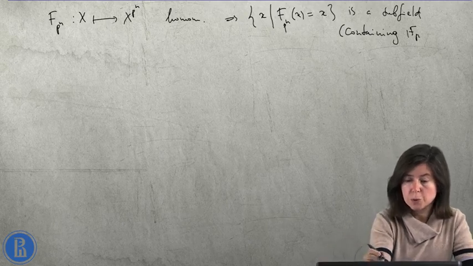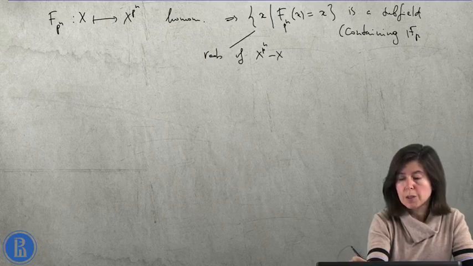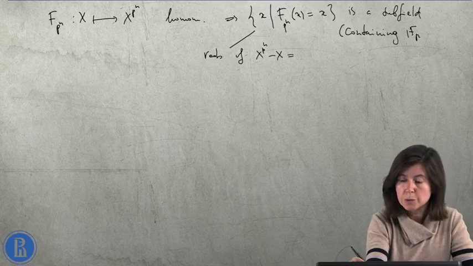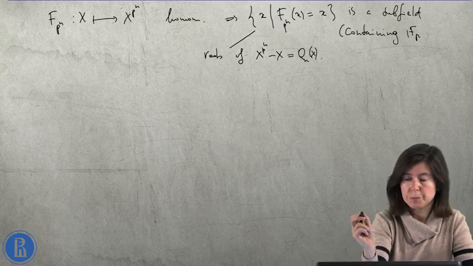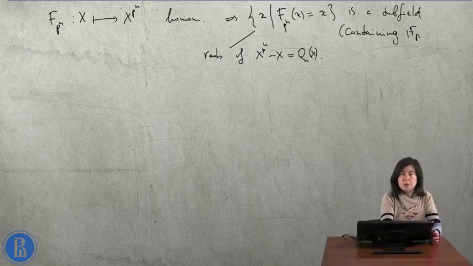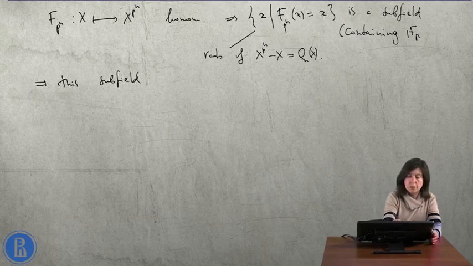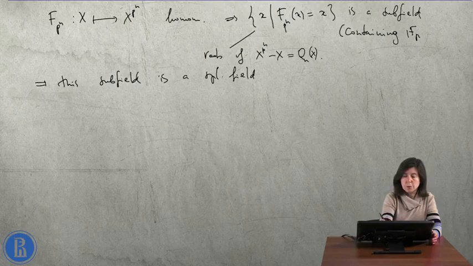But these are exactly roots of x^(p^n) minus x. Let me call this polynomial in what follows q_n(x). Of course, this subfield is exactly the splitting field of q_n.